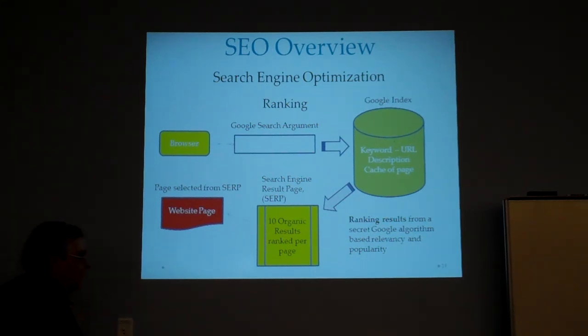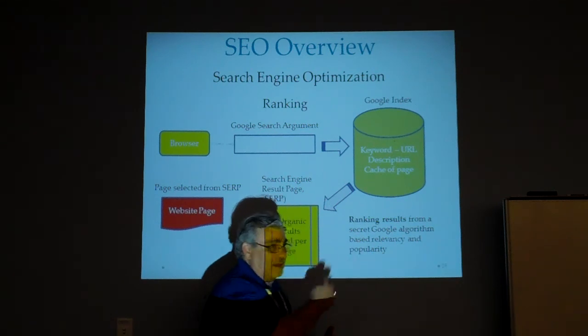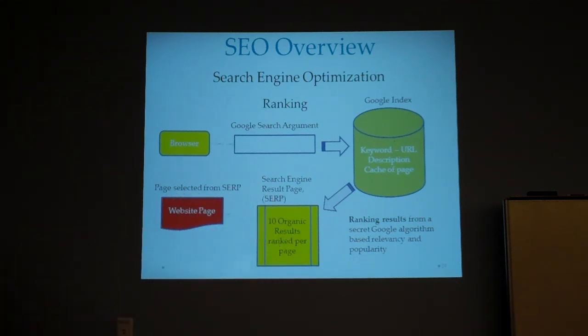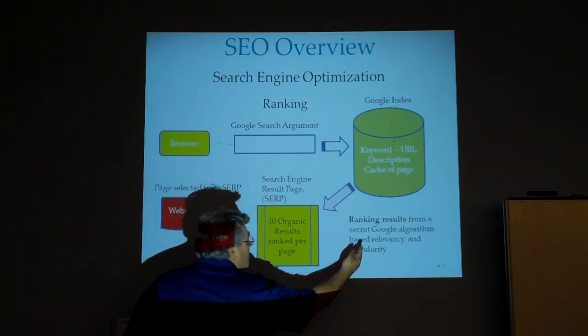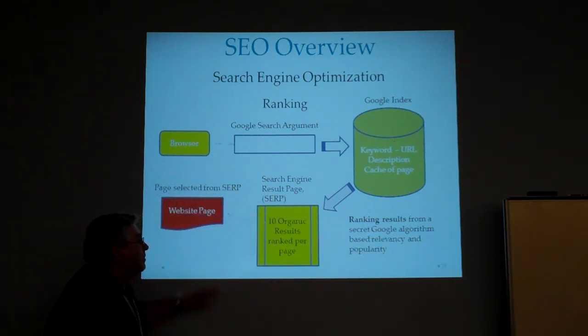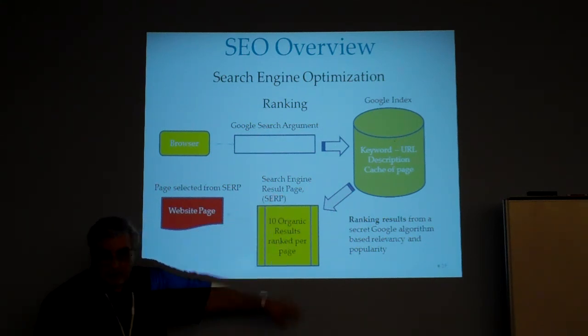Then it has what is called the secret algorithm that Google won't tell how it actually works, so that people are always trying to figure out what it is. And it's going to take those results and rank them into a search engine result page.